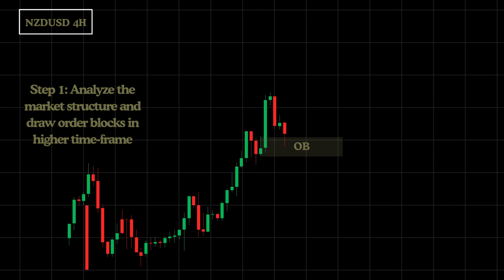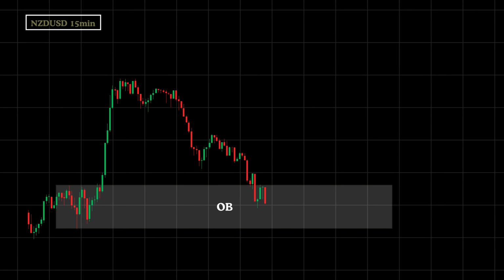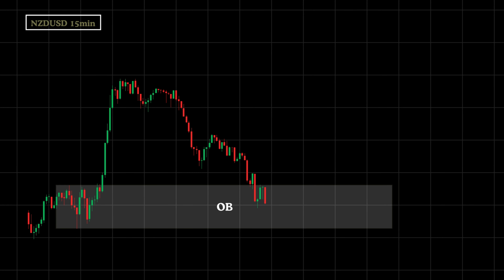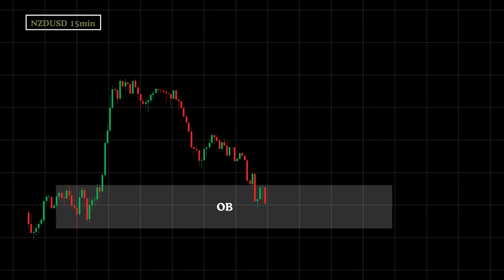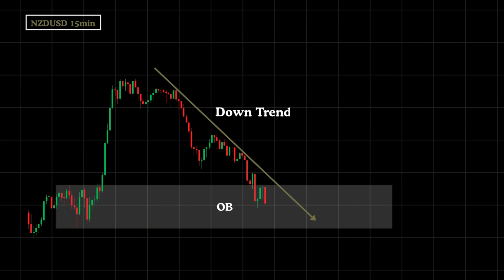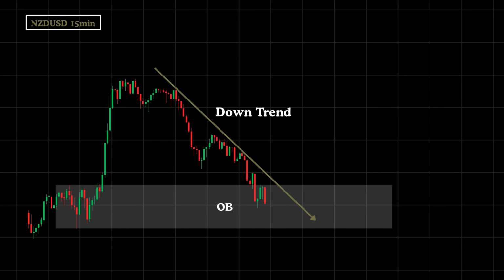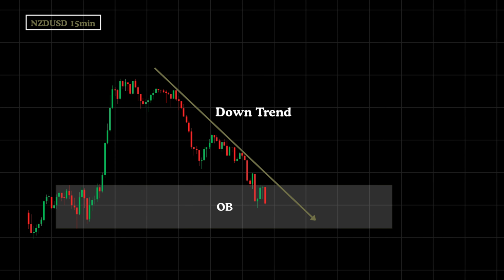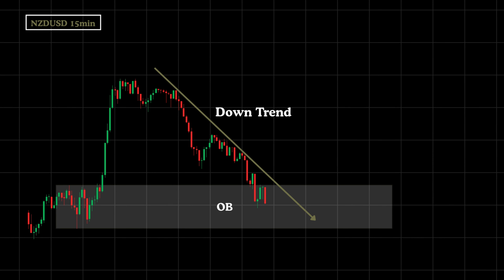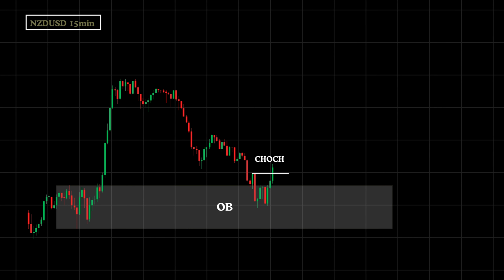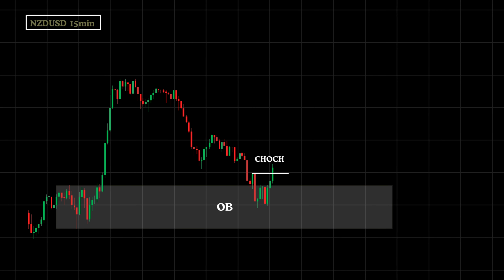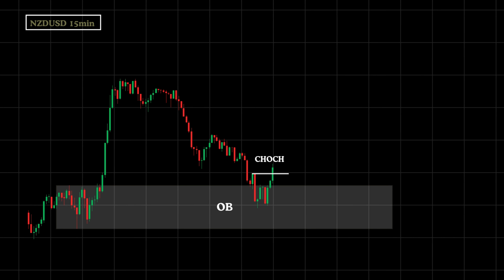In the second step, we zoom into our entry time frame and look for trading setups. Since we are analyzing the market on the 4-hour chart, we now zoom into the 15-minute chart. Notice how, in the 15-minute time frame, the market is trending downward. So, in this step, we must wait for a change of character to appear. If no change of character occurs, then there will be no trade. In this case, for a change of character to happen, we need a candle to break and close above this area. This signals that we are no longer in a downtrend and that the market could potentially start moving upward.